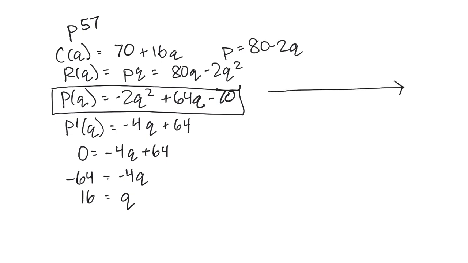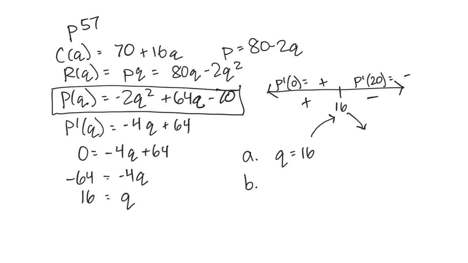So let's check this. If we check the derivative at 0, we would get a positive number, so a positive slope. If we check something greater than 16, say 20, we get a negative number, a negative slope. So again, we're increasing and we're decreasing. So we can see that this is a relative maximum. So for part A, find the number of items Q that maximizes profit. Well, Q equals 16, which we just found.